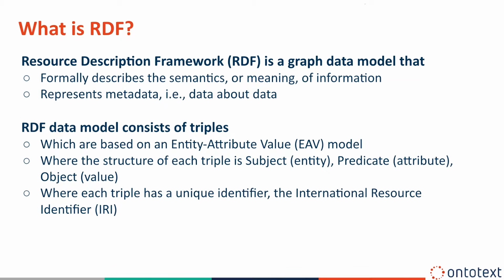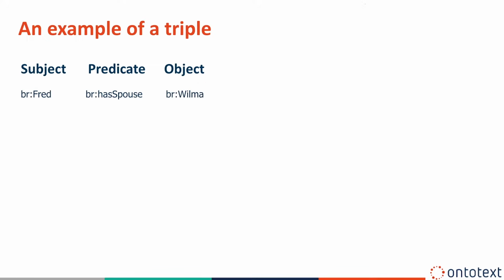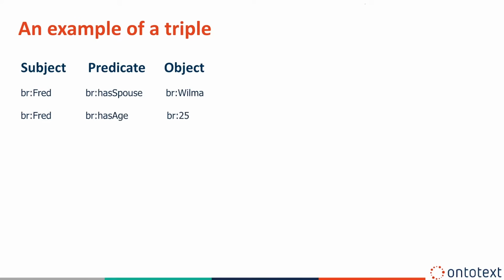The parts of a triple, the subject, predicate, and object, represent links in a graph. For example, Fred has spouse Wilma is an example of a triple. Fred is the subject, has spouse is the predicate, and Wilma is the object. Also, in the next triple, Fred has age 25. Fred is the subject, has age is the predicate, and 25 is the object or value.